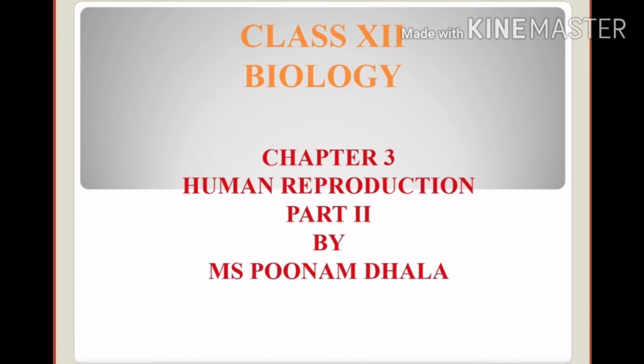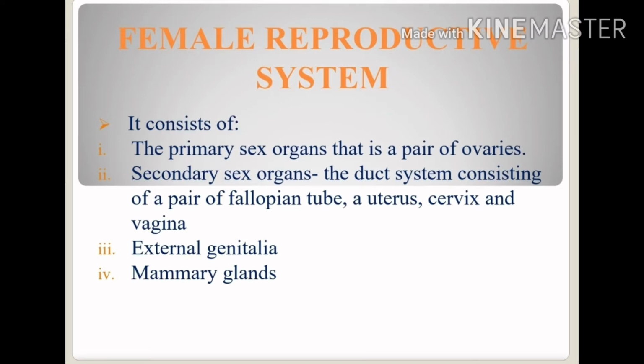I will continue chapter 3, Human Reproduction, of class 12th Biology, and in today's class we will be talking about the female reproductive system. The female reproductive system consists of primary sex organs and secondary sex organs. Under the primary sex organs, it has a pair of ovaries that synthesize the female gamete, and the secondary sex organs have the duct system consisting of a pair of fallopian tubes, a uterus, cervix and vagina.